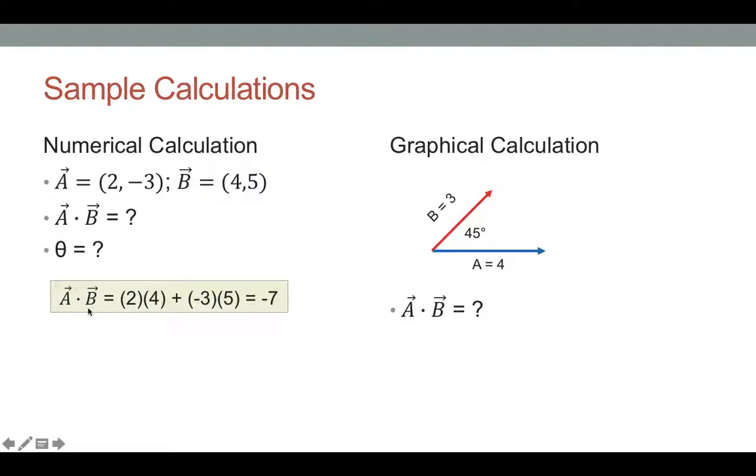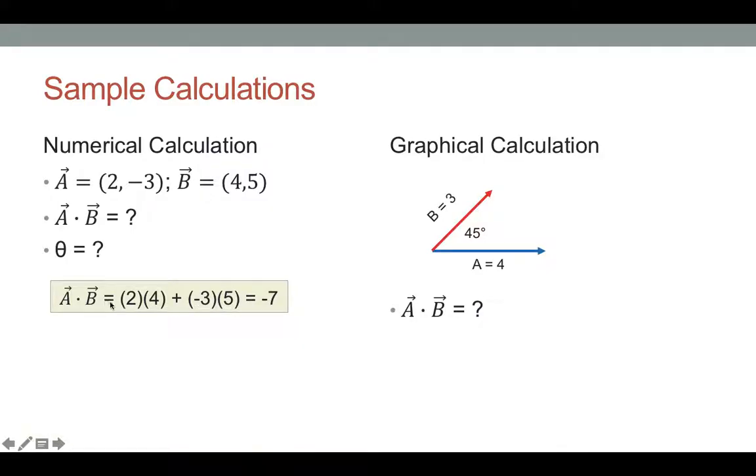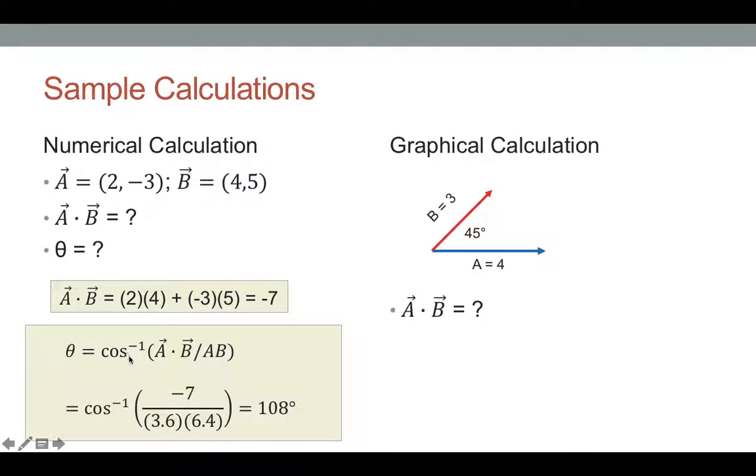Once you've done that, we can see that the dot product is just 2 times 4 plus minus 3 times 5, and that gives us minus 7. So the dot product is minus 7. The angle in between them can be found by taking the inverse cosine of the dot product divided by the magnitude of the two vectors, simply taking the definition of the dot product and solving for the angle.